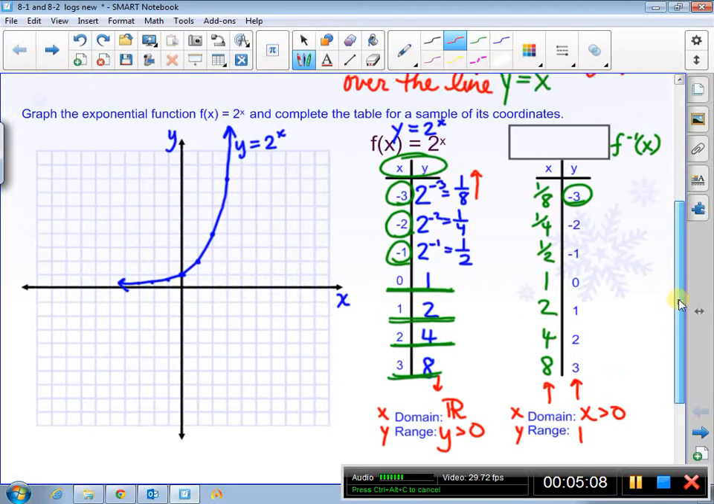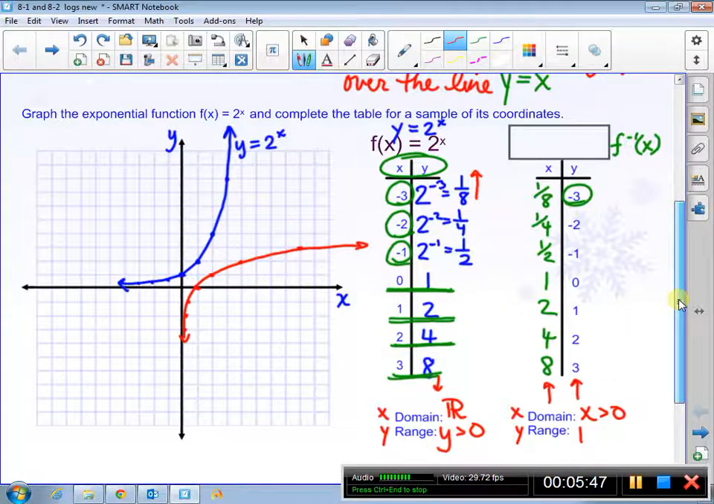So let's plot these points for the inverse function. I'll do those in red. Over 1/8 down 3. Over 1/4 down 2. Pause it if you need to. Over 1/2 down 1. Over 1, 0. And we'll connect these dots, being careful. And we have the inverse function.